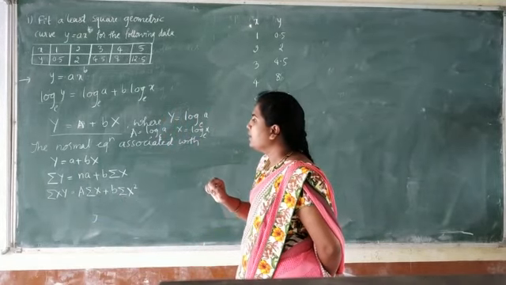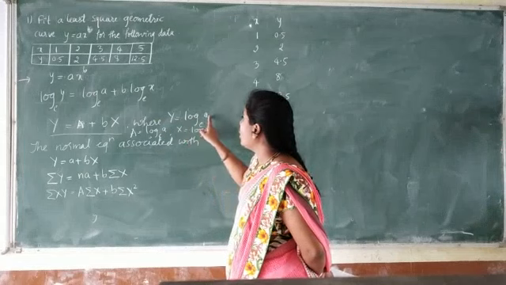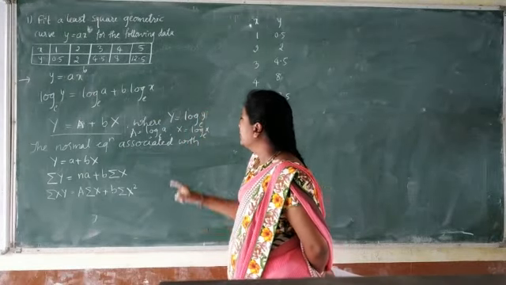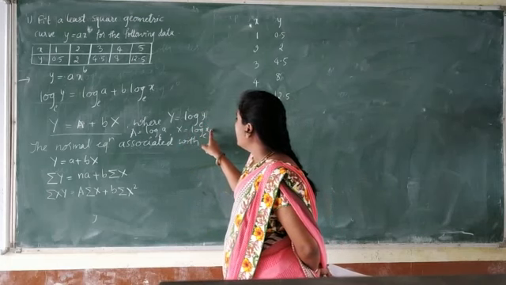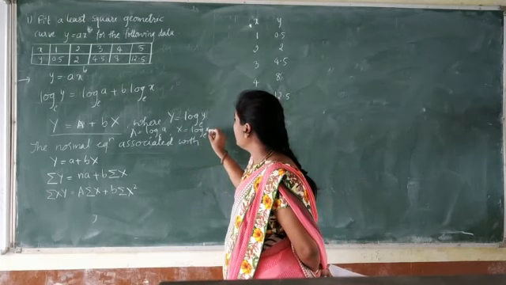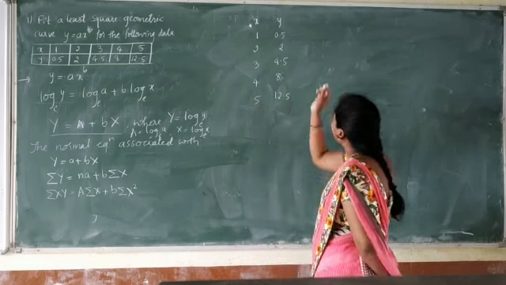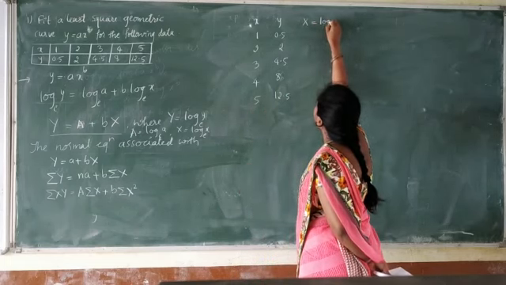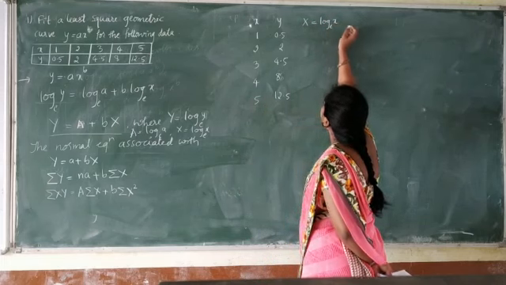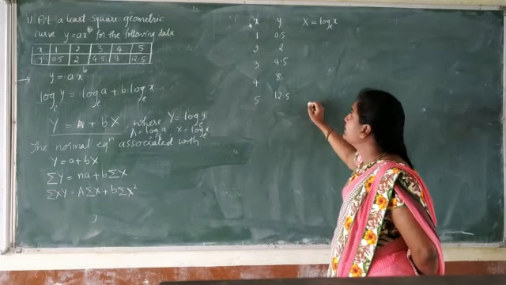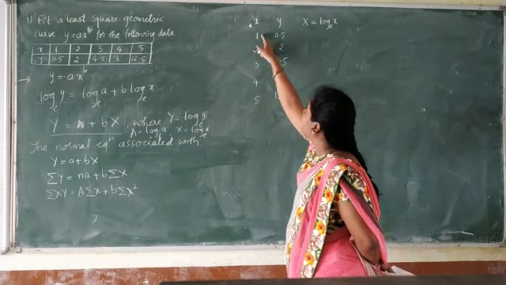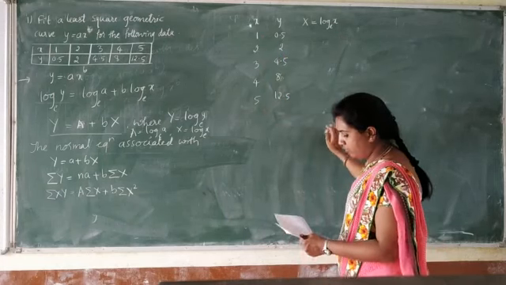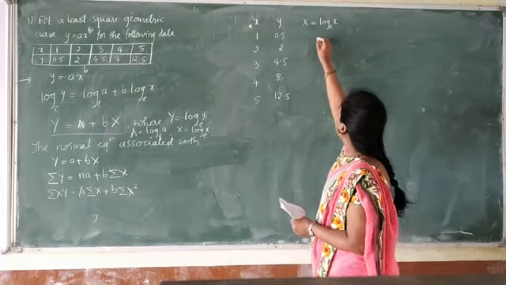And we know that capital Y is nothing but log y to the base e. Next, capital X is nothing but log x to the base e. That we will find first. First we will find capital X. Capital X is nothing but log x to the base e, which means we go on putting log to these terms. After putting log to those terms, log 1 value is 0.